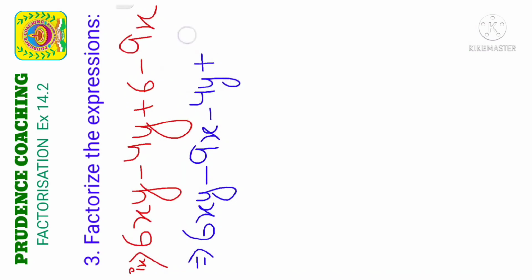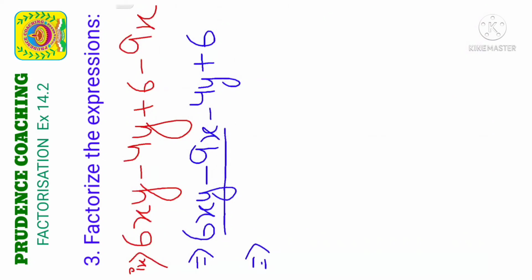This sum is very important. Before starting with the sum, you need to arrange the terms here. So 6xy and minus 9x will be written side by side. Minus 4y plus 6. Why are we writing like this? Because then only if we take two terms, we will get something common. Else we will not get common. You just take other terms, you will understand it.